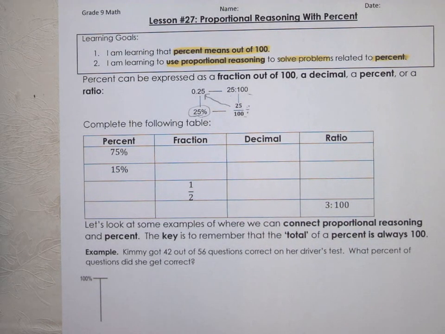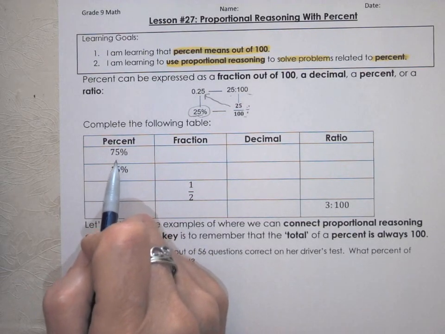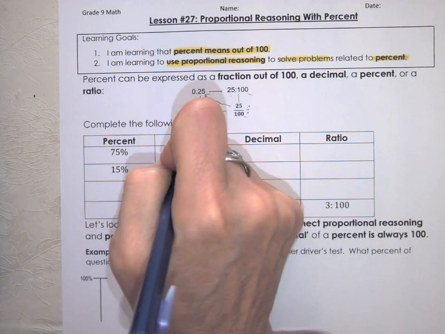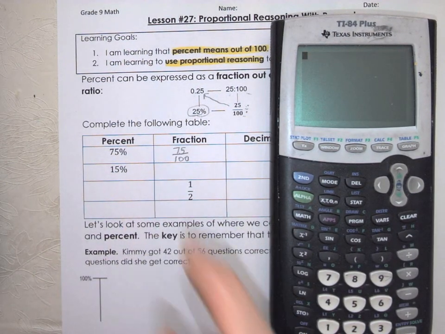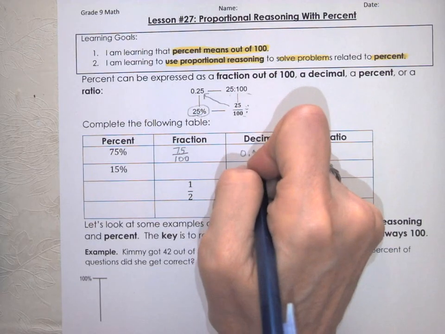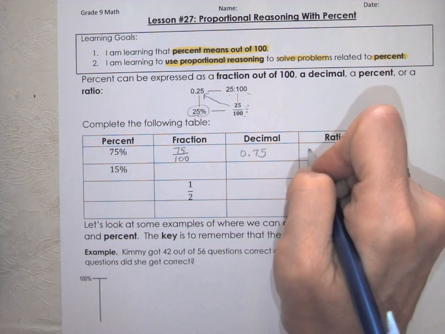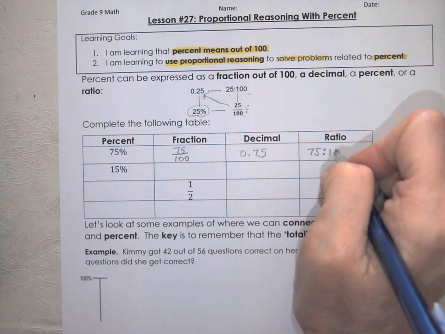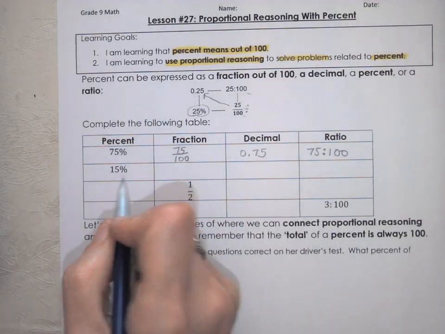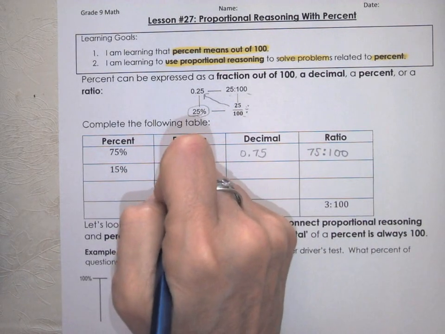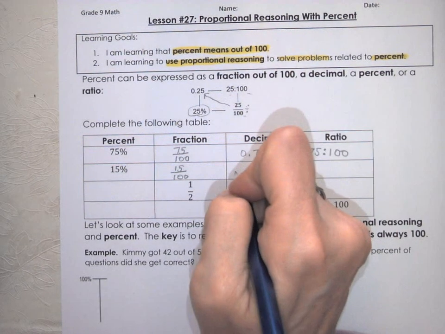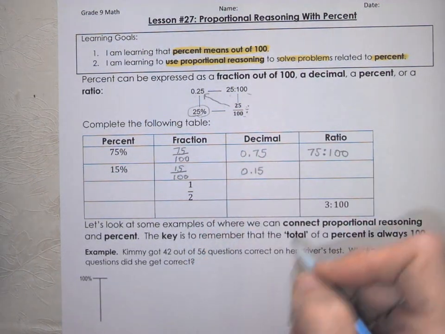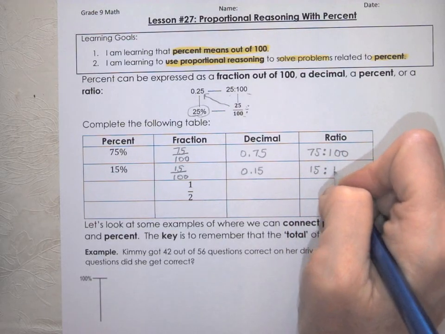So we're first going to start by completing this table. So 75% as a fraction, it means 75 out of 100. As a decimal, you can just divide 75 divided by 100, and that gives you 0.75. And then as a ratio, you can write 75 to 100. All right, 15%. So same thing. We're going to say 15 out of 100. Percent means out of 100. 15 divided by 100 is 0.15. Or we can write it as 15 to 100.